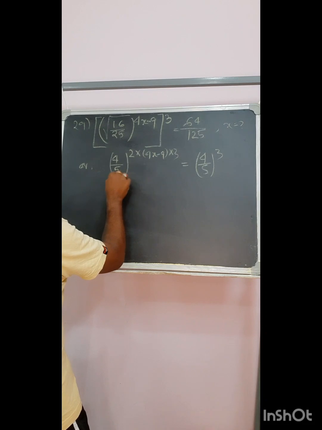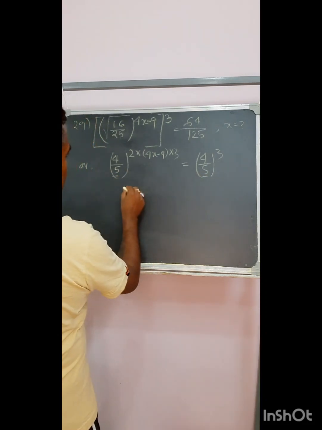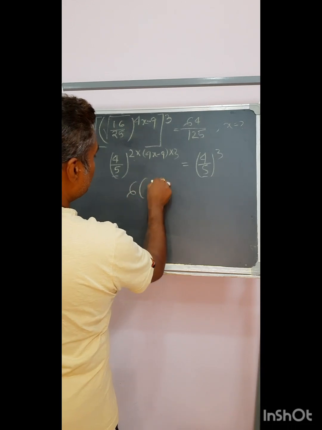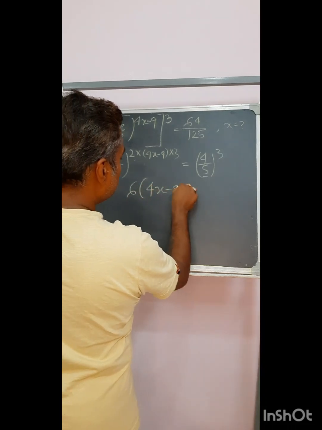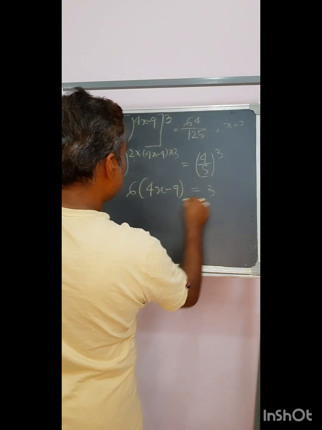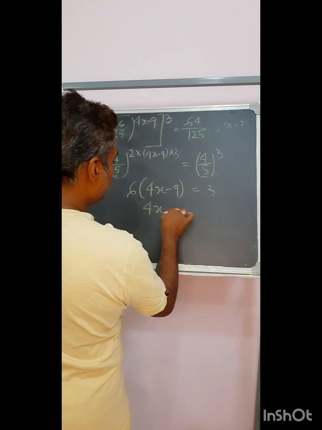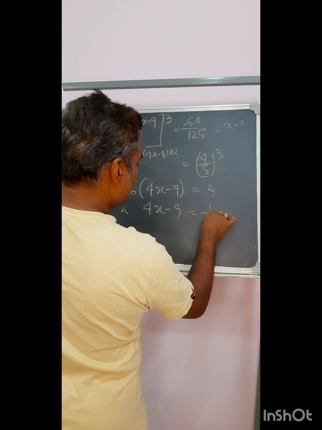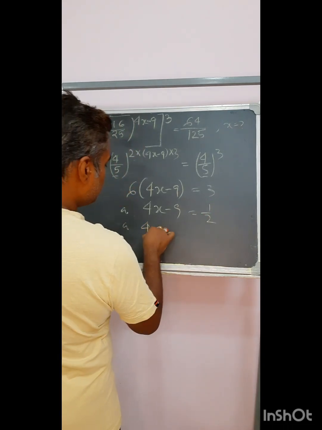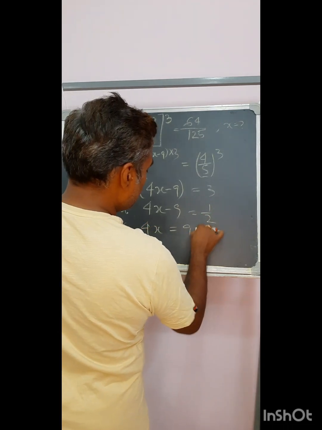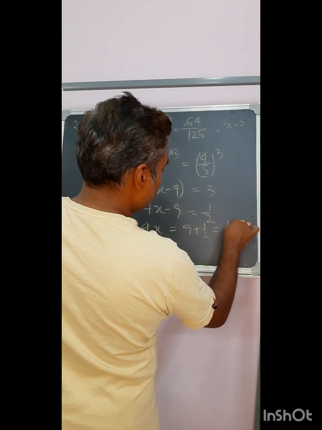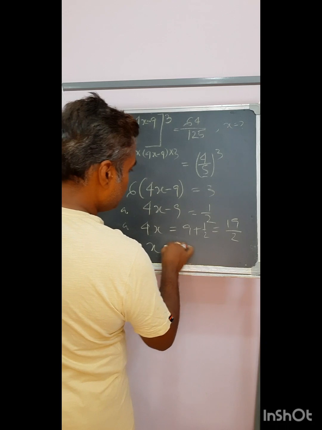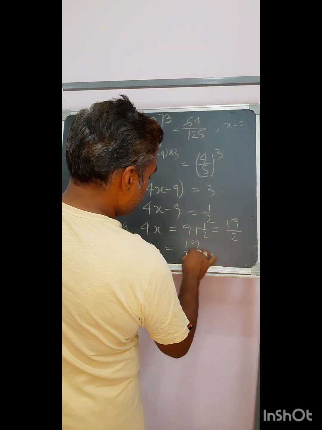So now as the bases are same, the indices should be same. So 6 into 4x minus 9 equal to 3. So from there 4x minus 9 equal to half, or 4x equal to 9 plus half, that is equal to 19 by 2, or x is equal to 19 by 8.